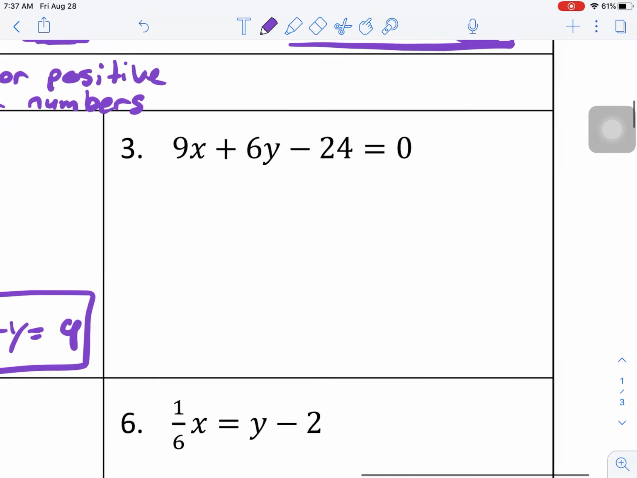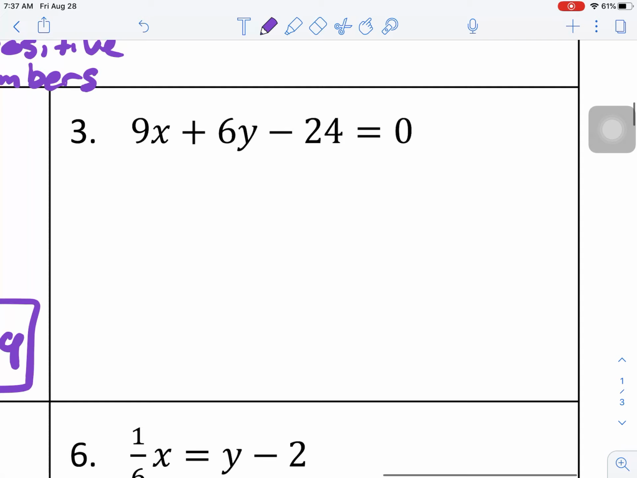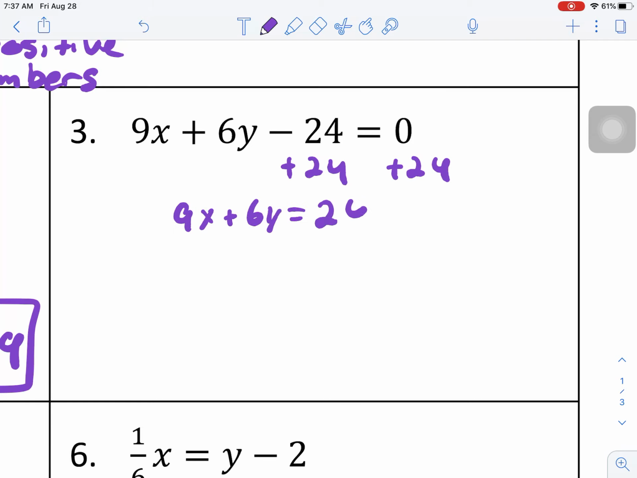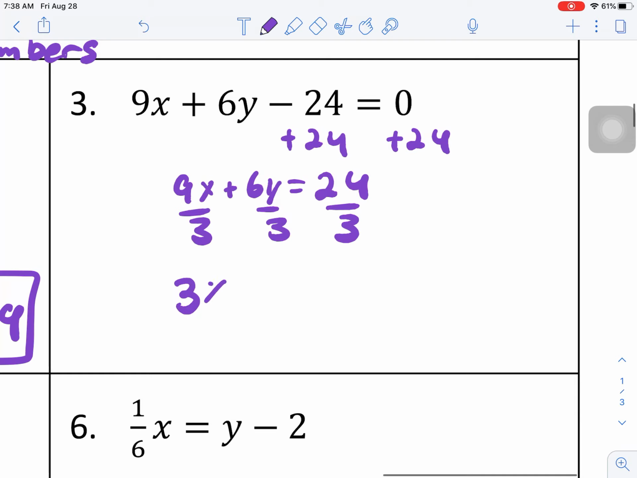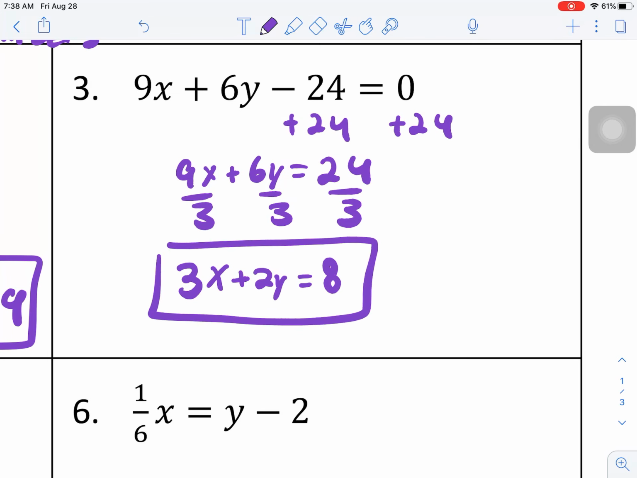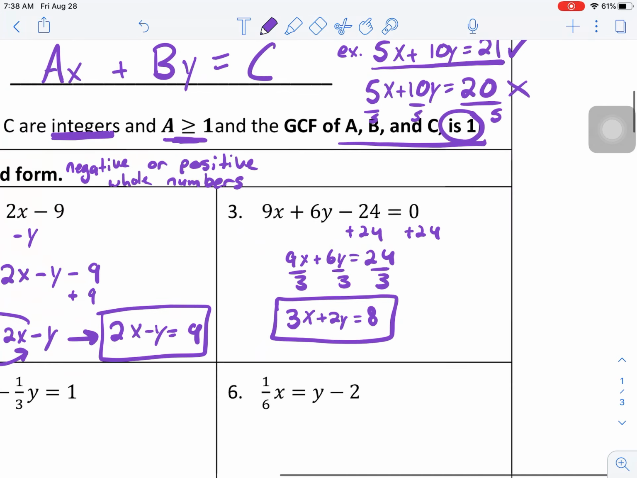Taking a look at this next one. Okay, if we're looking at the next one here, we have negative 24, 9, and 6, so we got to move that 24 over. So we have 9x plus 6y is equal to 24. Okay, and then it looks like there's a greatest common factor that comes out of all of these. So if we divide everything by 3, that would give us 3x plus 2y is equal to 8. And then bam. Now we have that.